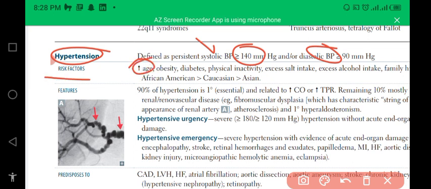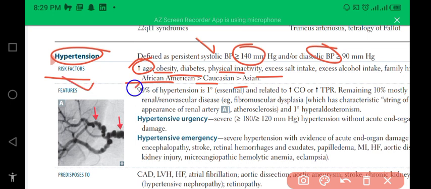Risk factors are age, obesity, diabetes, physical inactivity, excess salt intake, excess alcohol intake, family history, African American greater than Caucasians and Asians. So these are causative factors or risk factors for hypertension.